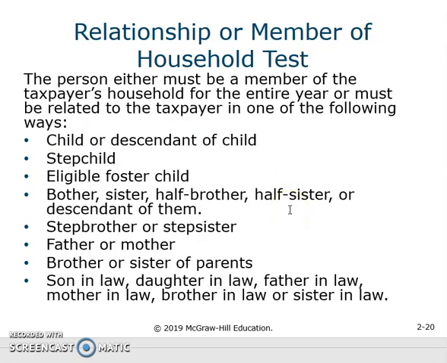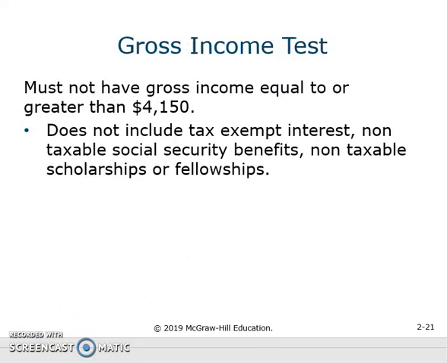So the person that is being claimed as a dependent must be a member of the taxpayer's household for the entire year or be related to the taxpayer in one of the following ways: a child or descendant of child, a stepchild, an eligible foster child, a brother, sister, half-brother, half-sister, or descendant, a stepbrother or stepsister, a mother or father, or brother or sister of parents, son-in-law, daughter-in-law, father-in-law, mother-in-law, brother-in-law, or sister-in-law. So there are a lot of relationships that can qualify for that test.